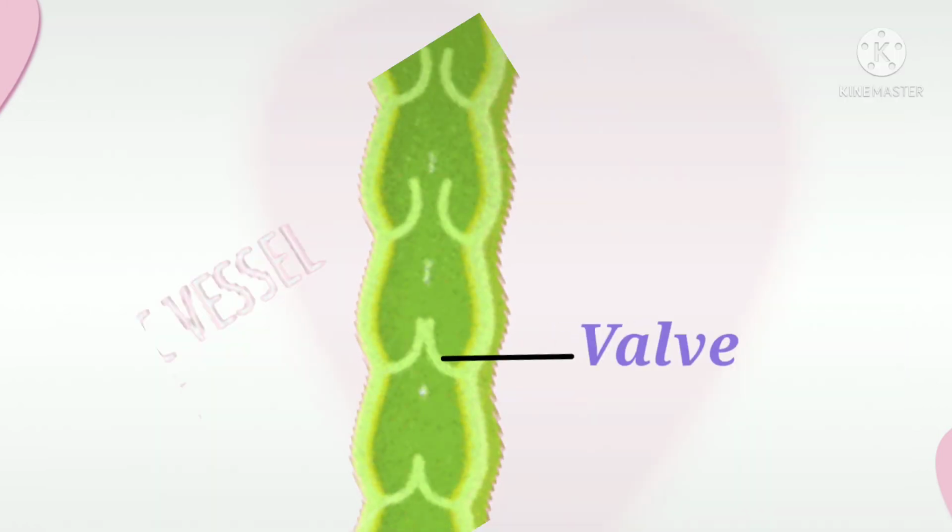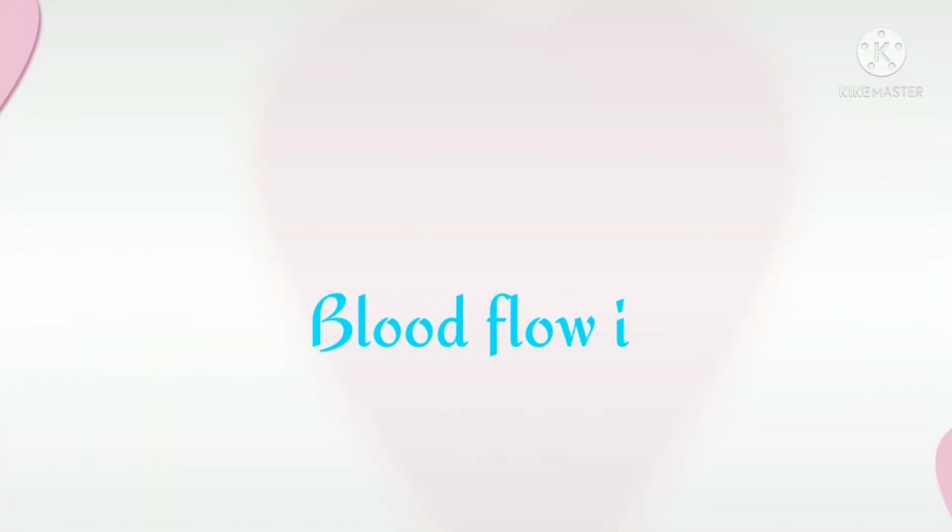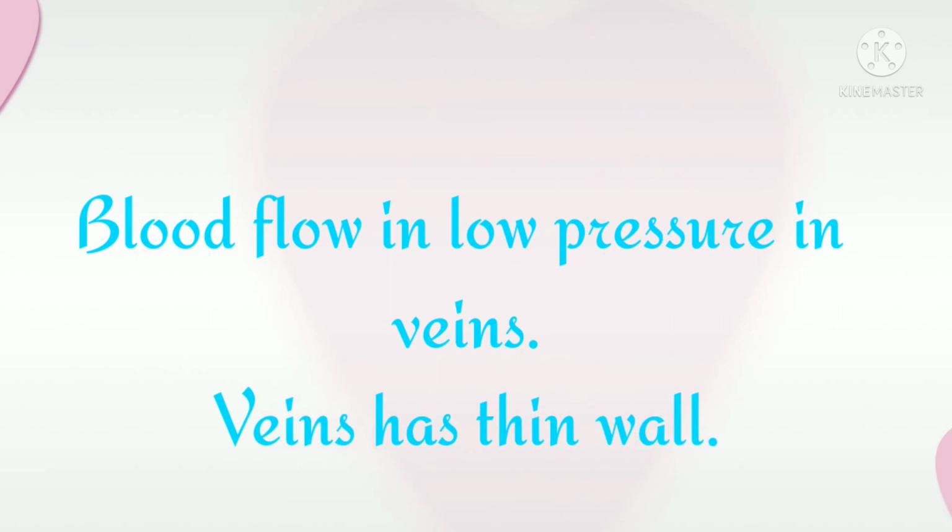Valves are present in the veins to stop the reverse flow of blood. Blood flows at low pressure in veins. Veins have thin walls.